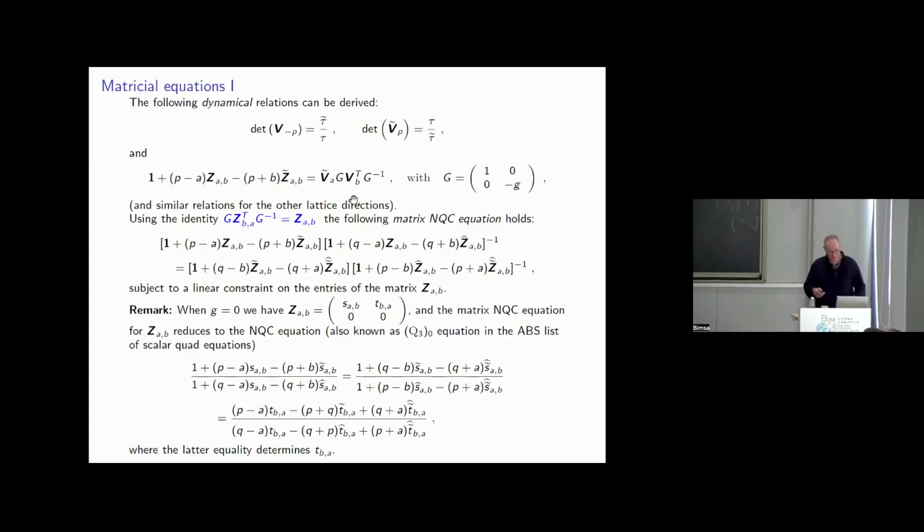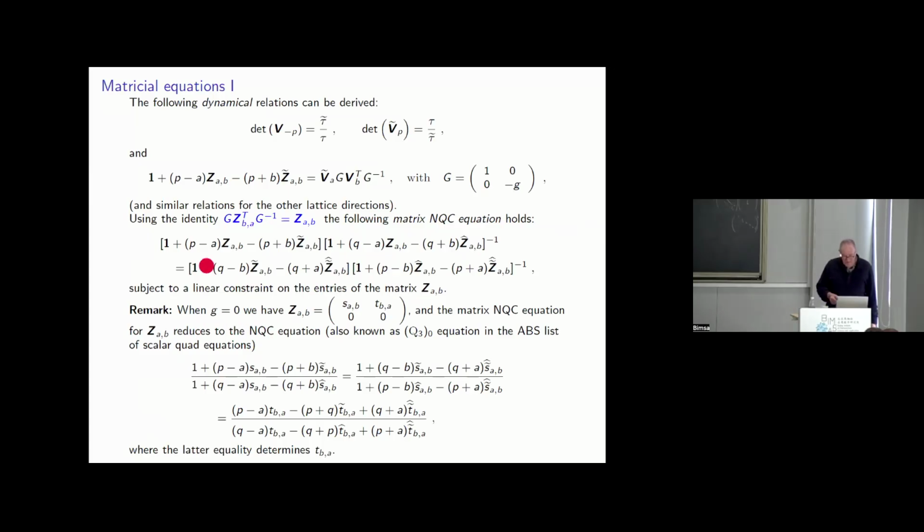And then we can combine that with shifted versions and derive these matrix partial difference equations. So this is a 2x2 matrix partial difference equation, which is actually the matrix Schwarzian KdV equation. In some sense, yes. And this equation in the scalar case was referred to as the NQC equation and plays also a role in the ABS list, namely as the Q30 equation in the ABS list.